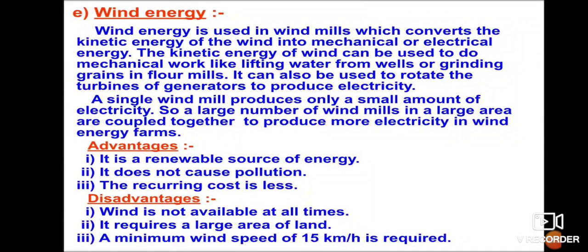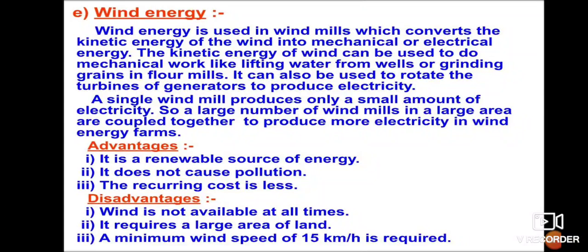The windmills we construct contain turbines of generators. The wings of the fan continuously rotate, and that rotates the turbine of the generator. The wind's kinetic energy is converted into mechanical energy, and that mechanical energy is converted into electrical energy. So windmills are an example of wind energy.